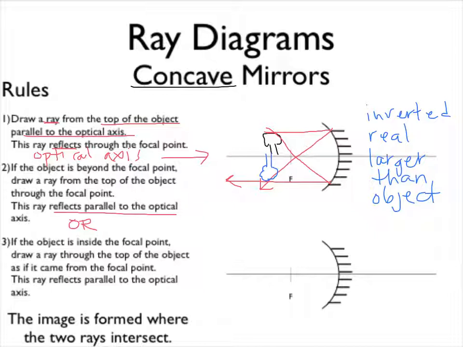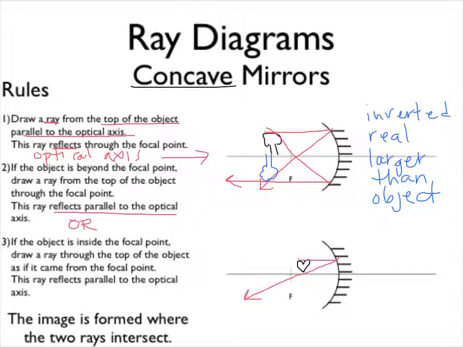Now, what if we are inside the focal point? Let's see if I can draw this easier. Let's maybe put a heart there. And we'll put that heart, it's now inside our focal point, so it's between the focal point and our curved surface. And so the first rule always applies. We're going to draw a ray from the top of the object parallel to the optical axis. So here's the top of our object. It's parallel to the optical axis, and it's going to reflect through the focal point. And so we're going to draw our reflected ray that way.